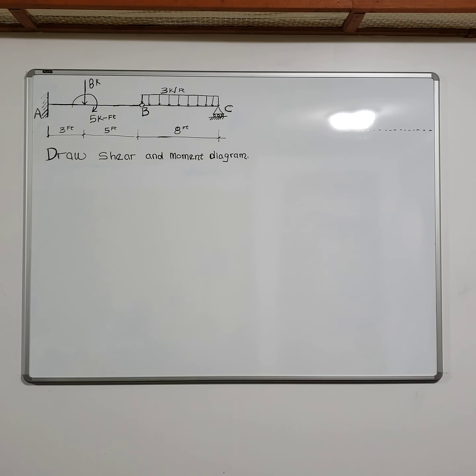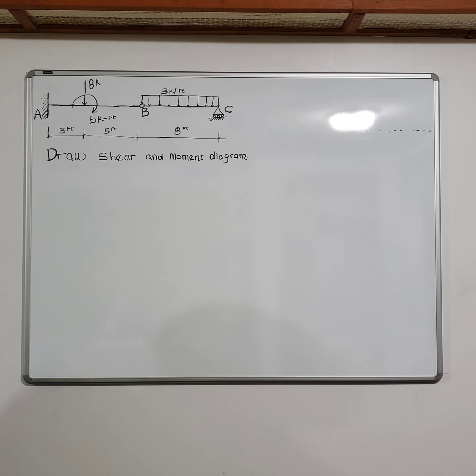Hello, we are solving here today a shear and moment diagram problem. So we are given this beam and it has a hinge support at point B and a pin at point C and a fixed support at point A. We are asked to draw the shear and moment diagram.